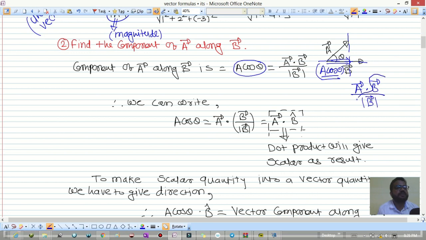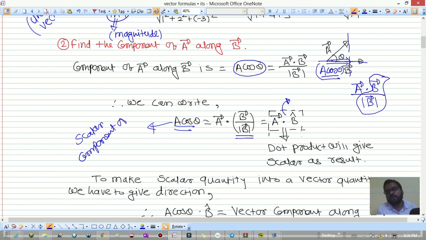But what is b bar divided by the magnitude of b bar? It is the unit vector. The dot product will give a scalar quantity as a result. So here a cos theta is the scalar component of a bar along b bar. Okay now, so the scalar component of a bar along b bar is a cos theta.